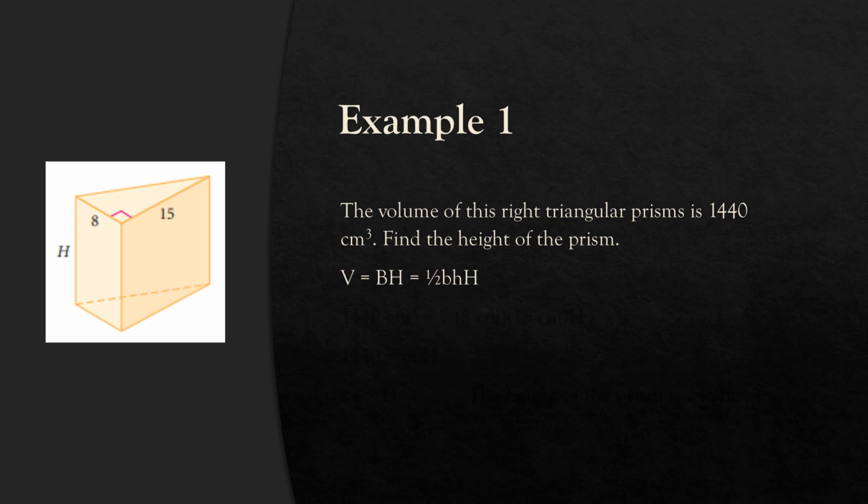So our volume formula is the area of the base times the height of the prism. The area of the base is a triangle, so it's 1/2 base times height of the triangle. We know that the total volume is 1440. Our formula for the area of the base, which is the area of the triangle, is 1/2 times 8 times 15, and then we'll multiply by the height of the prism.